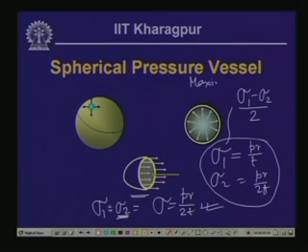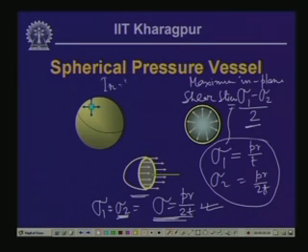This is the maximum in plane shear stress, and this is equal to sigma 1 minus sigma 2 by 2. Now, in this particular case, since both sigma 1 and sigma 2, or sigma x and sigma y, are the same, that is sigma, hence the value of the in plane shear stress in case of spherical vessel is 0. So, in plane shear stress in case of spherical vessel is equal to 0.